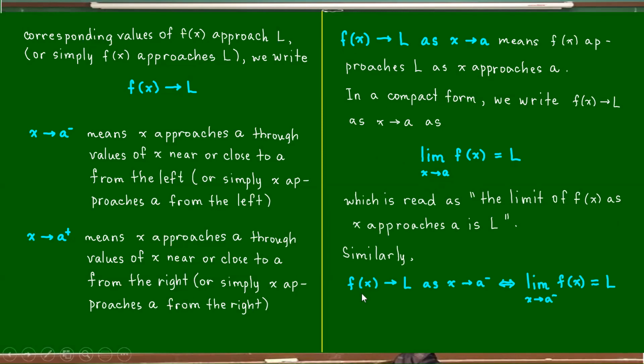Similarly, if I have this notation, f of x approaches L as x approaches a from the left, we can write this in a compact form: the limit of f of x as x approaches a from the left is equal to L. Okay, guys? And then the second one, f of x approaches L as x approaches a from the right, symbolically in other form: the limit of f of x as x approaches a from the right, so that plus on top means from the right, is equal to L.